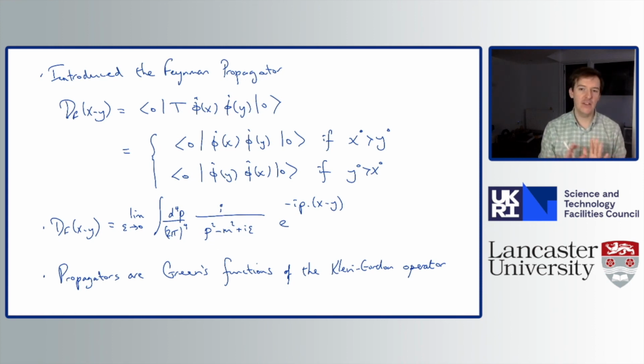The final thing that we showed is simply that propagators are Green's functions of the Klein-Gordon operator. This is why sometimes you'll hear people using the term Green's functions whenever they're talking about propagators. So for our scalar theory, these propagators are Green's functions of the Klein-Gordon operator. If we had a propagator describing fermions, it would be a Green's function of the Dirac operator, and so on.